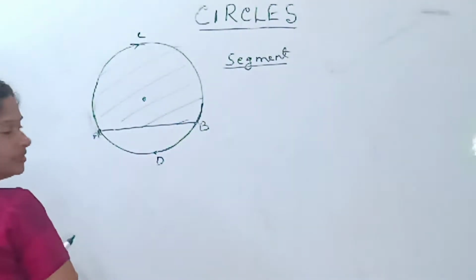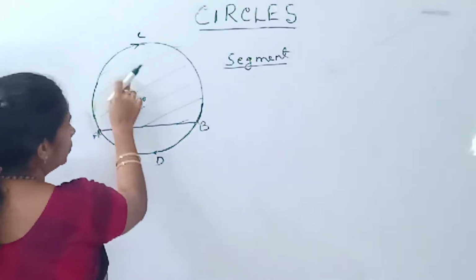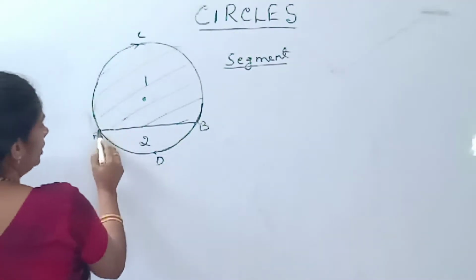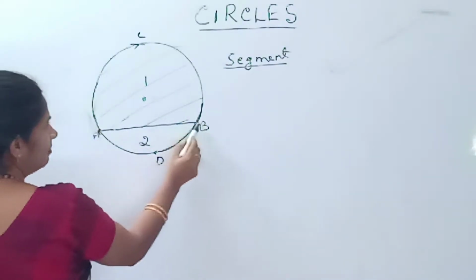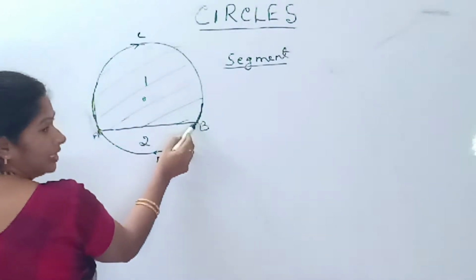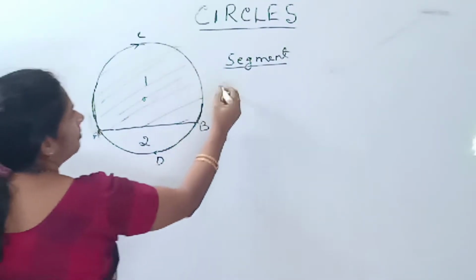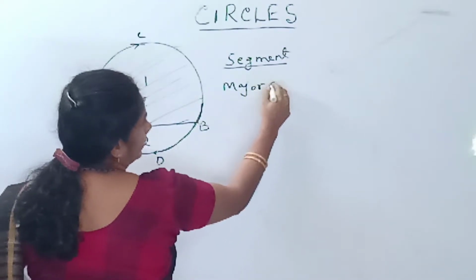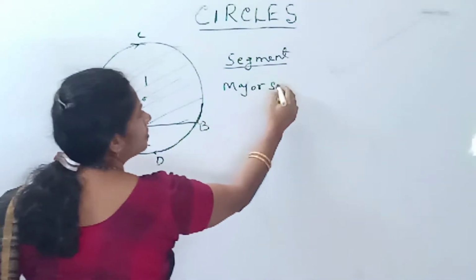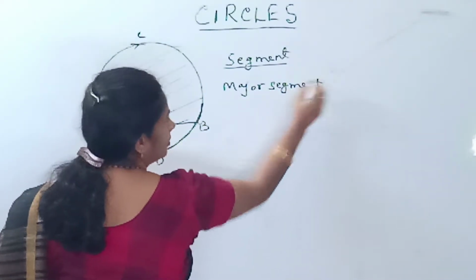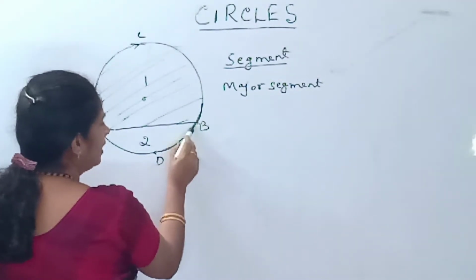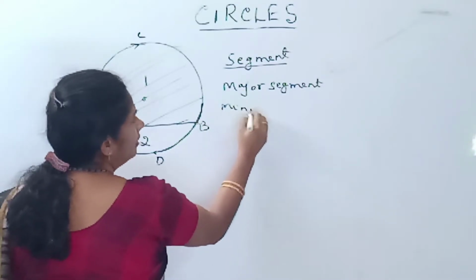Including the center of the circle, we are finding two regions, region number 1 and region number 2 here. Now here the segment means a region bounded by a chord and major arc. Major arc is ACB and this region we call the major segment. A region bounded by a chord and major arc is called the major segment, and a region bounded by a chord and minor arc is called the minor segment.